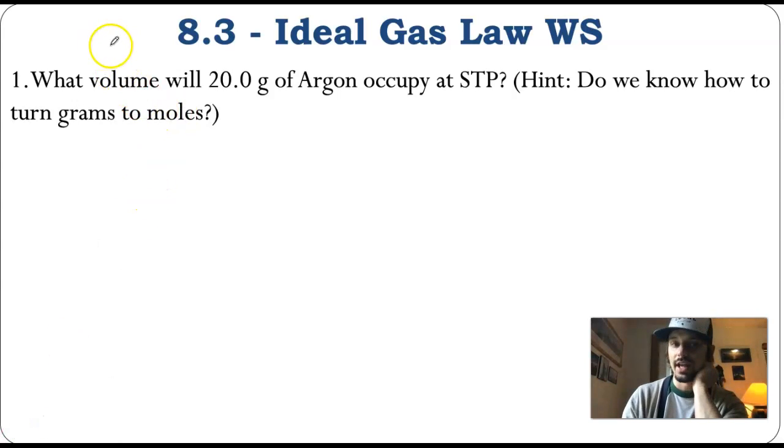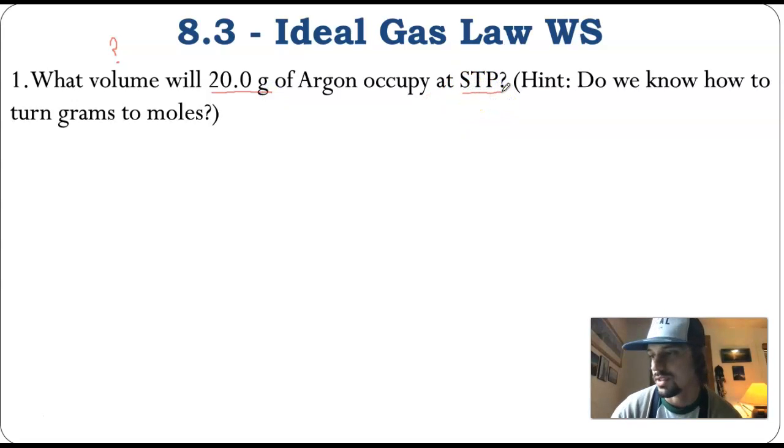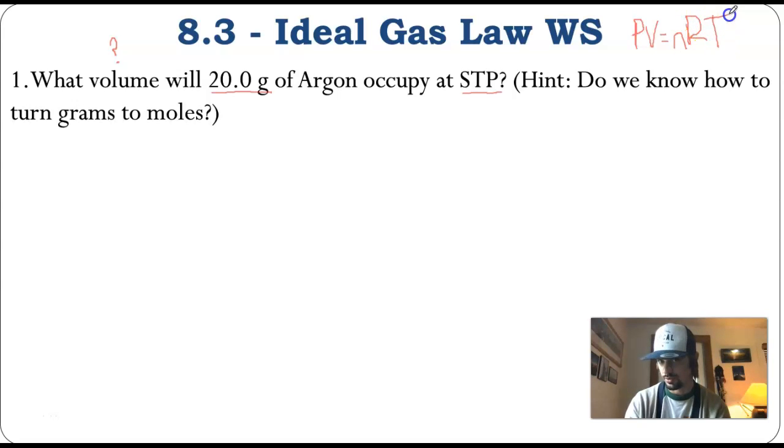What volume, so that's what I'm looking for, will 20 grams, there's a variable, of argon occupy at STP? Most of you, or a lot of you, may be confused and say, well, I'm not given very many variables to solve. The equation that I'm going to be using most of this worksheet is PV equals nRT. So I would probably write that down somewhere, and hopefully, again, we're comfortable or getting comfortable with that equation. Okay, this is going to be the equation we're typically going to use. And I'm looking, in this case, for volume.